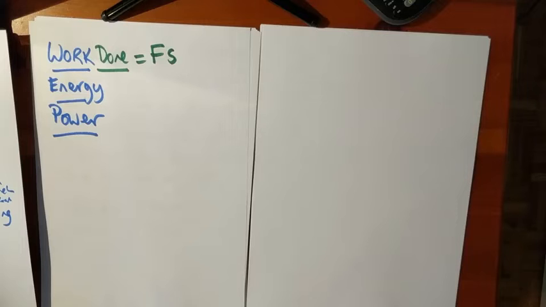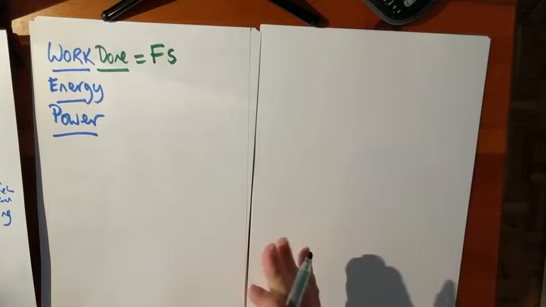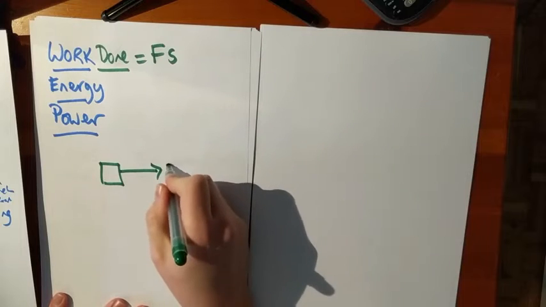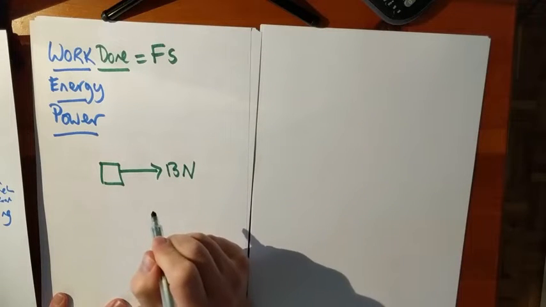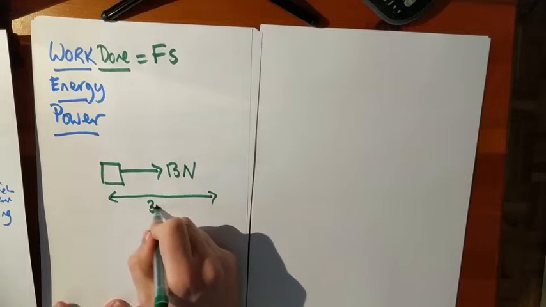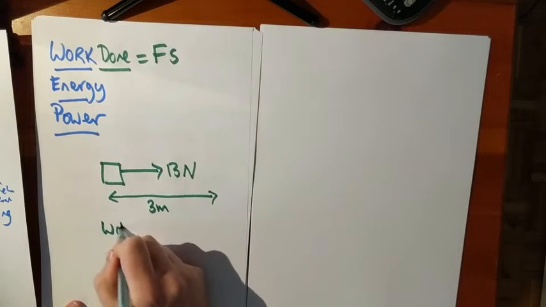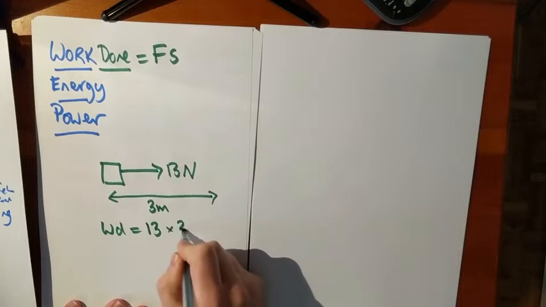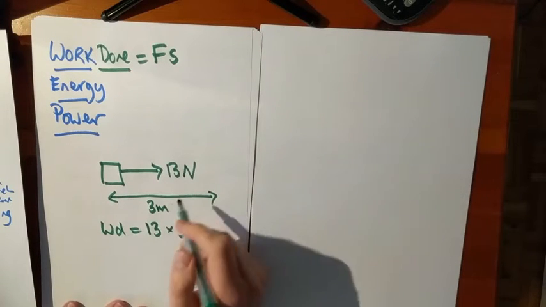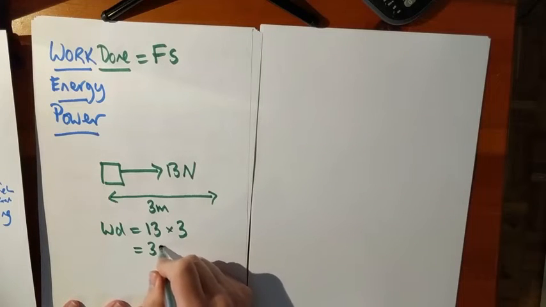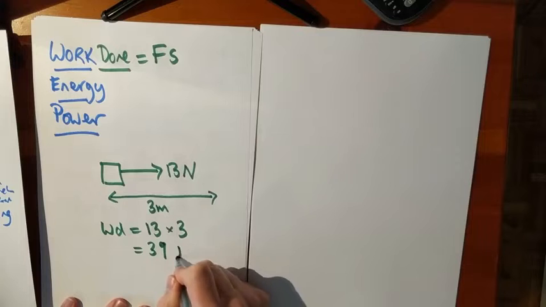So if you're moving a box over a certain distance, for example, if you push it with say 13 newtons and it travels over the course of 3 meters, then the work done is equal to the size of the force times the distance travelled. And it has to be in SI units, it has to be in newtons, it has to be in meters, and that gives you the amount of work done, which is 39, and that's measured in joules.